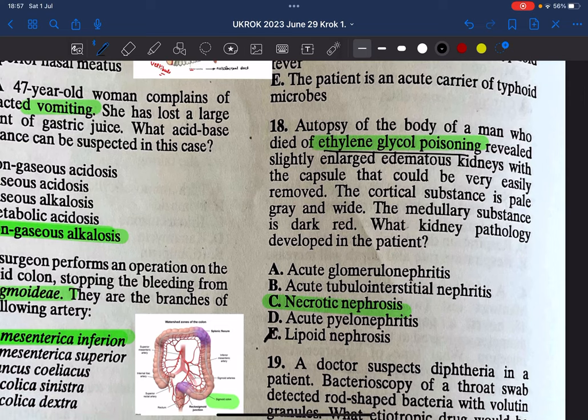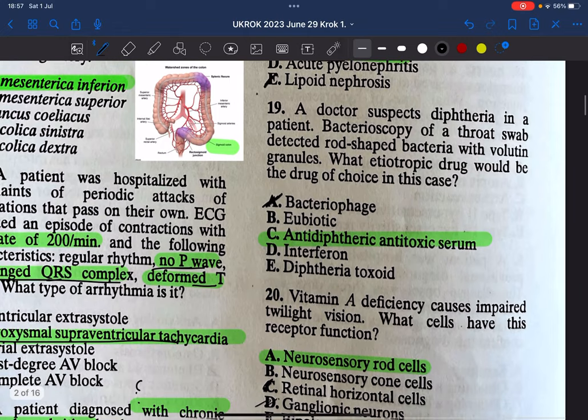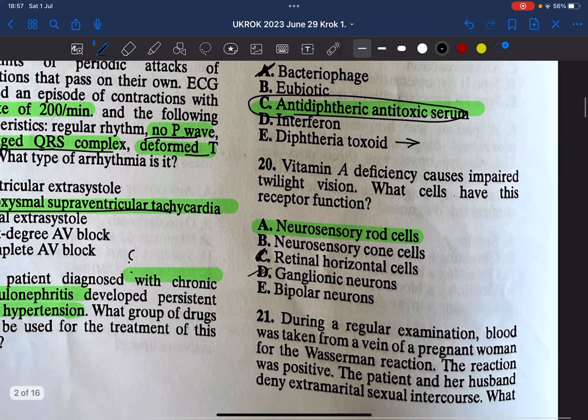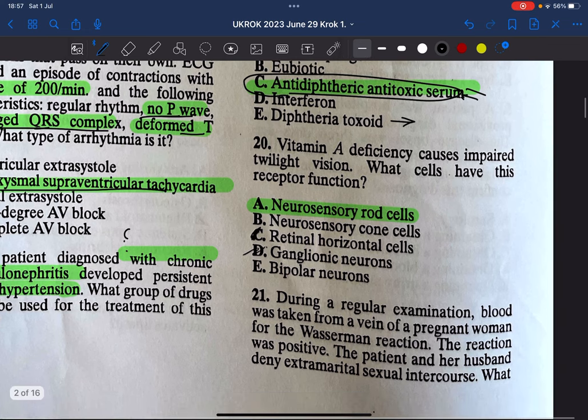Also, this one is from the base: poisoning and then necrotic nephrosis. The etiotropic drug for diphtheria, to treat diphtheria, is the diphtheria antitoxic serum. Diphtheria toxoid is a preventive vaccine, but to treat acute diphtheria, we should use the serum. Vitamin A deficiency impairs twilight vision. This is the type of vision responsible for rod cells, while cone cells are responsible for color vision.